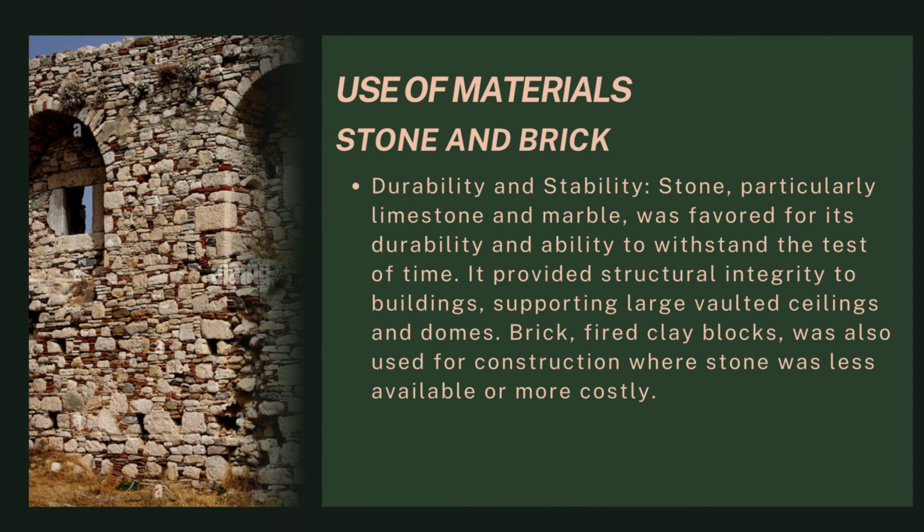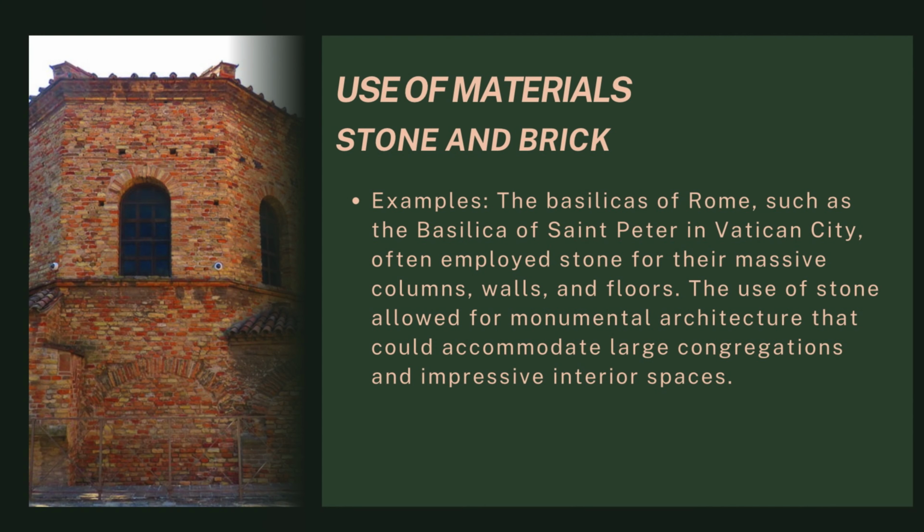Stone, particularly limestone and marble, was favored for its durability and ability to withstand the test of time. It provided structural integrity to buildings, supporting large vaulted ceilings and domes. Brick, fired clay blocks, was also used for construction where stone was less available or more costly. Examples: the basilicas of Rome, such as the Basilica of St.